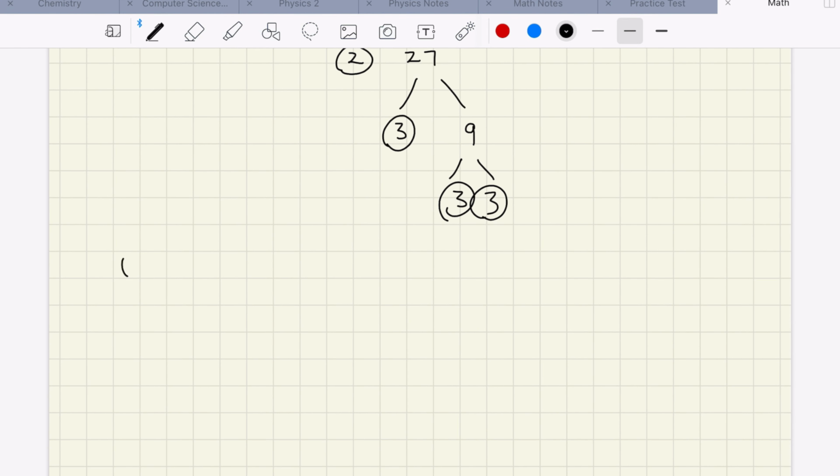Let's try another problem. This time with a slightly bigger number. Let's try the cube root of 729. 729 right at the top. Since the number at the end is 9, we can definitely factor this with a 3 because 3 times 3 is 9. So 3 times 243 is 729. Keep factoring that. 3 times 81.